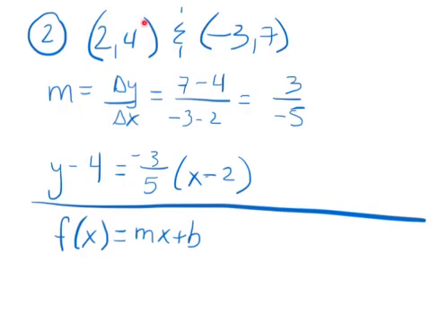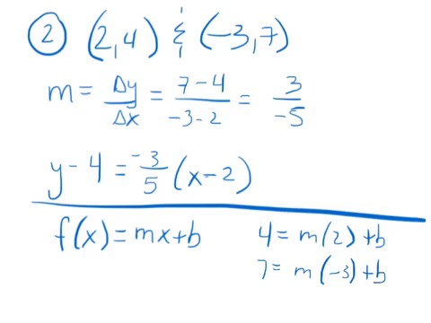Remember, this is f of x, this is x, this is f of x, this is x. So let's do that. We could say 4 equals m times 2 plus b. And again, that's plugging in this point. And then plug in the other point. 7 equals m times negative 3 plus b.